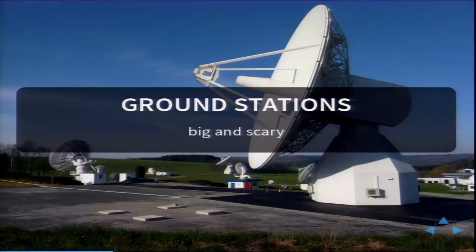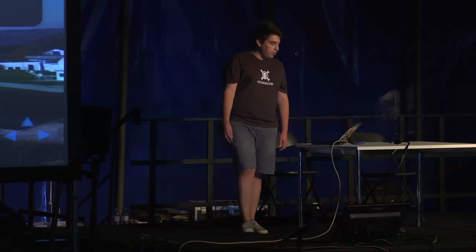It takes like 15 minutes to hear the satellite while it overpasses your location. And in order to listen to satellites, we use ground stations. As you can see in the picture, this is a big and scary one. It's one from the European Space Agency. But ground stations can be down to hobbyist ground stations and those that use ham operators.